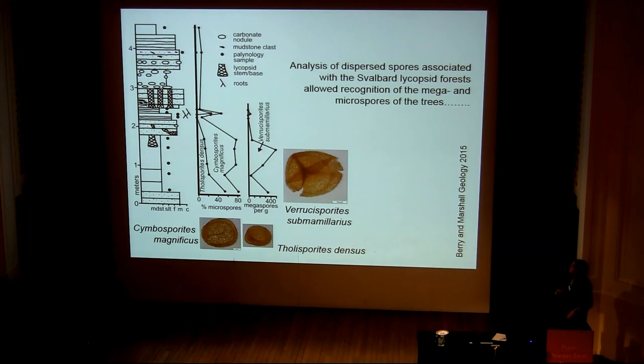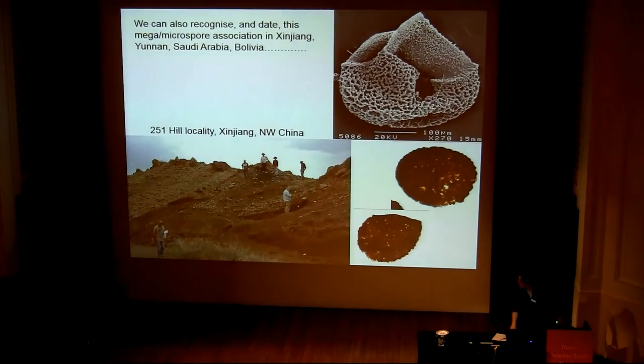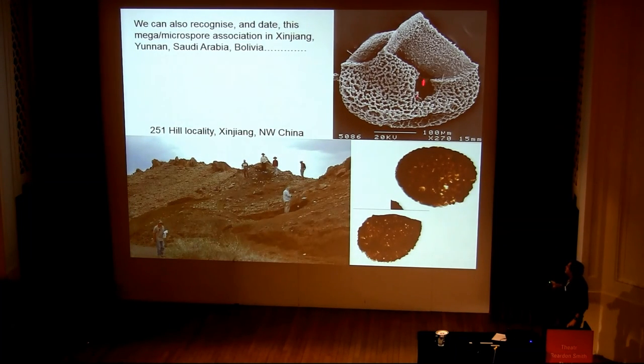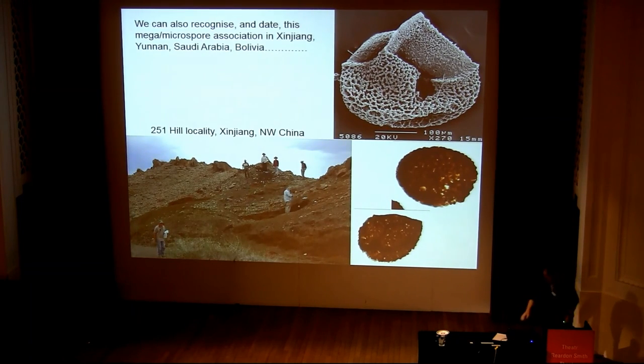One way of dealing with this problem is by using micropaleontology, working with John Marshall, looking at spores. Here's a megaspore and microspores, which are coming out of the Spitsbergen lycopod forests. And they coincide very much in the sections with the bases of the fossil trees where we find them. So we're pretty confident that we can identify the spores of these plants. And we can also identify the same spores out here in Xinjiang, working with Honghe and his colleagues out in China. You can see the same megaspores and microspores there.